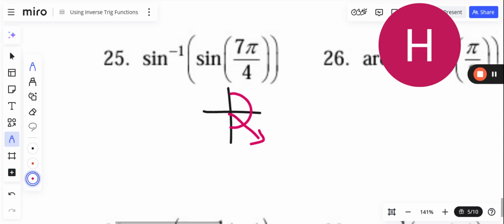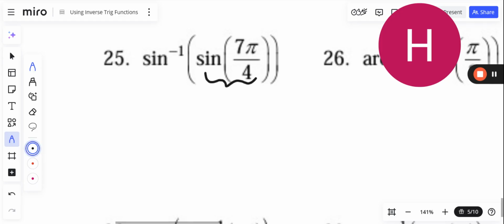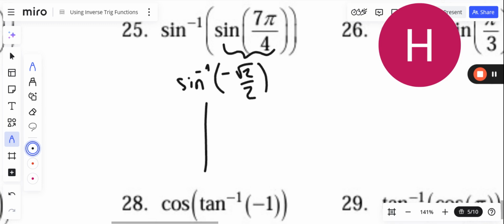Just take that angle, and instead of insisting on calling it 7 pi over 4, we have to call it negative pi over 4. And I'll break that down step by step. Because sine of 7 pi over 4 is negative root 2 over 2. And so now when I draw that triangle, it's going to go in the negative space for sine. And I'm going to have negative square root 2 over 2. And the sine inverse of that is negative pi over 4.